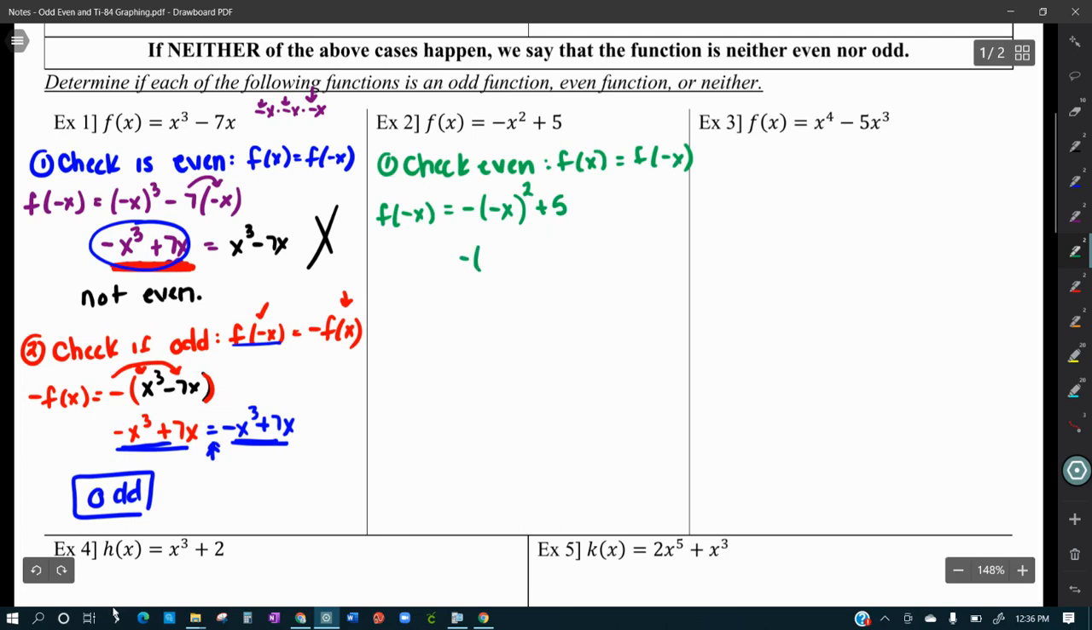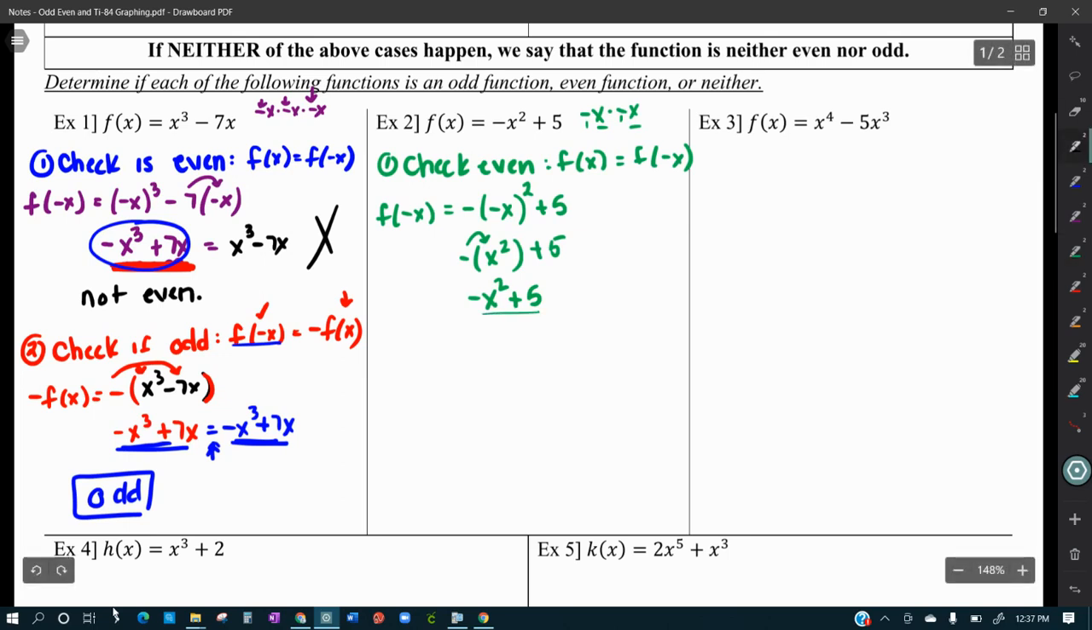So negative x, and I square it, is actually just positive x squared, because again, you're taking negative x times itself. Negative times a negative makes a positive, and then x times x makes x squared, plus 5. Then negative times x squared is again negative x squared. So we got kind of back where we started. So this is f of negative x.